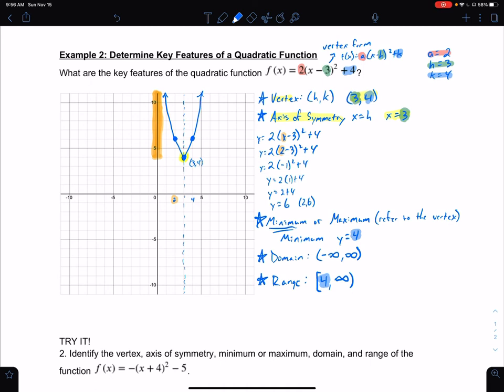Notice that each one of these key features, the vertex, the axis of symmetry, the minimum or maximum, and the range, all used either h or k. The vertex had h and k, the axis of symmetry had our h value, and then the minimum or maximum and the range used our k value. So you can always reference back to your a, h, and k to help you fill in each of these. Let's say that you didn't have the graph, you can just use the h and k values to do that. Have a try at it. Number 2, give that one a go and see if you're starting to understand this.